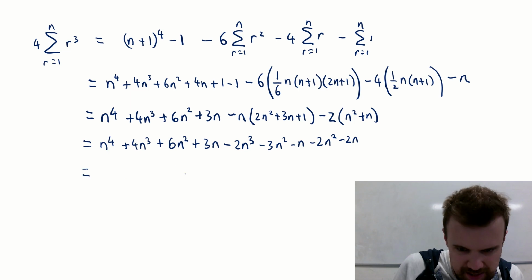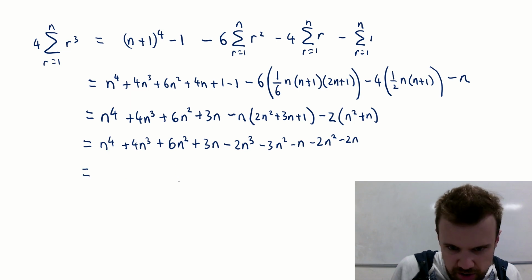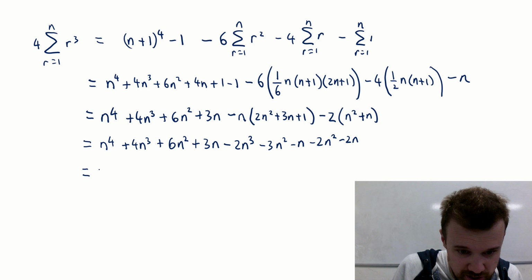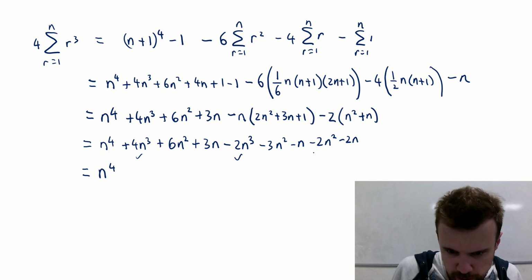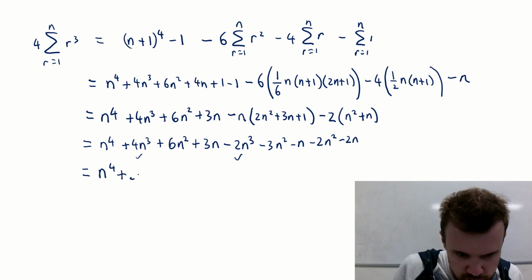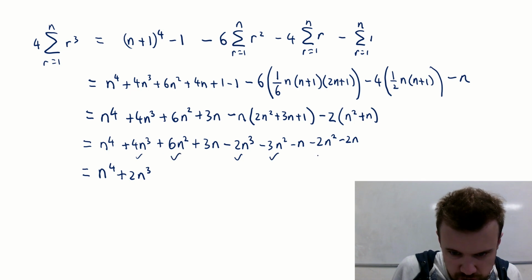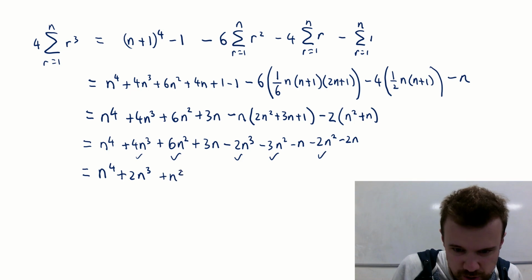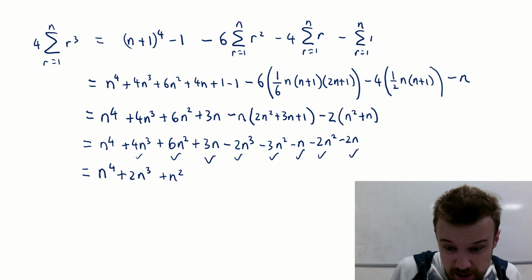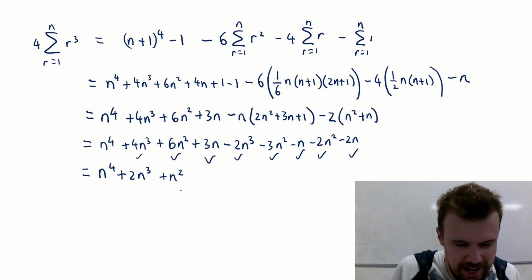Which means that if we now grab all this stuff together, we're going to end up with that n to the power 4 overall. We've got a 4n cubed minus 2n cubed, which will get me 2n cubed, and that's it. So that's just plus 2n cubed. We've got 6n squared minus 3n squared is 3n squared. Take away another 2n squared, leaves me with just 1n squared. And then we've got 3n minus n minus another 2n, so therefore we've got no n's left. So there you go, that is our series formula.